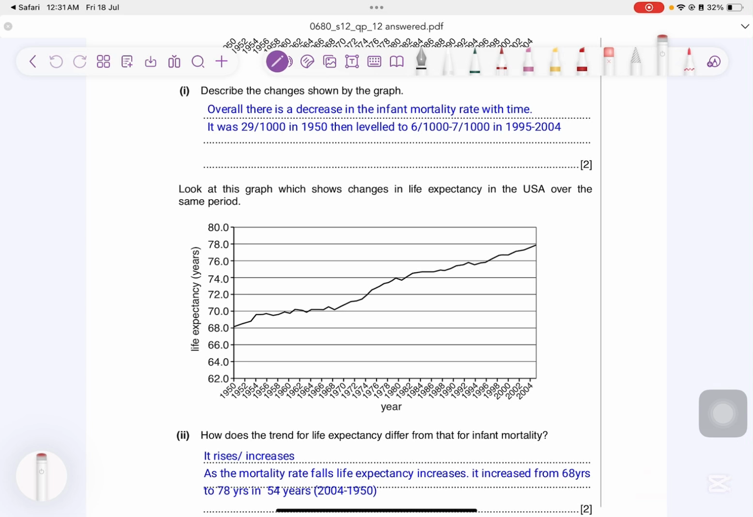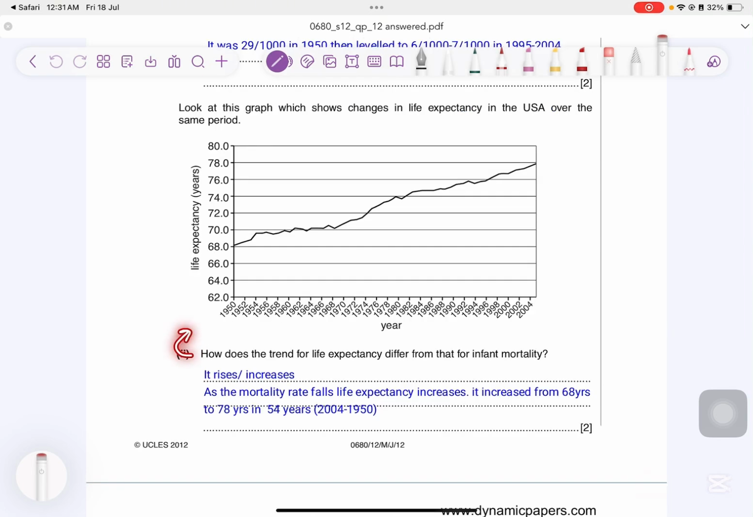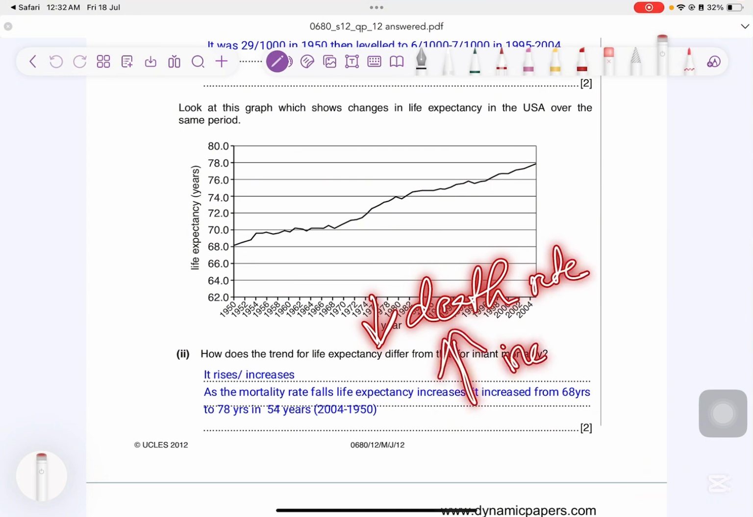If it said to explain, you're going to describe what you first saw, and then using your own information, you're going to explain and support your description. The second question here is an explain question. It says, how does this trend for life expectancy differ from that of infant mortality? So we want to understand what's the difference and why. We said describe first. We're going to describe, so the trend increases, or there's an overall increase, or it rises, and as the death rate decreases, the life expectancy for people increases.